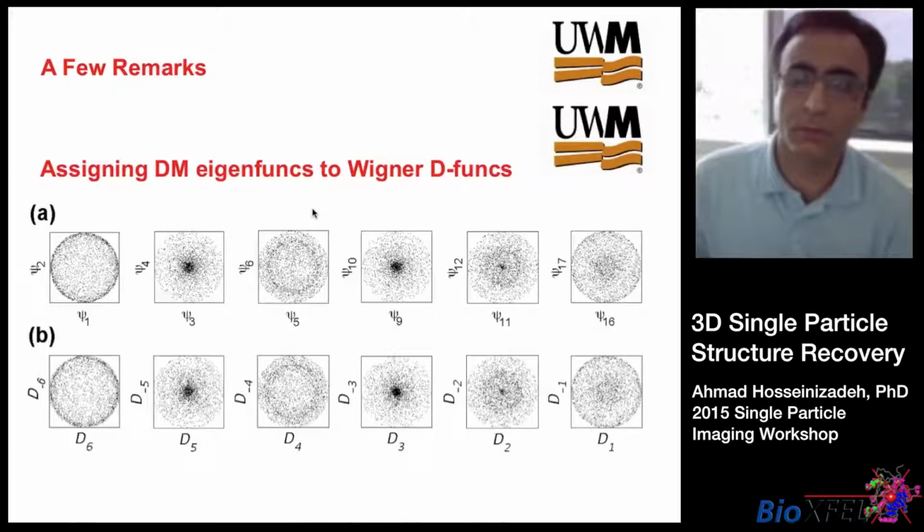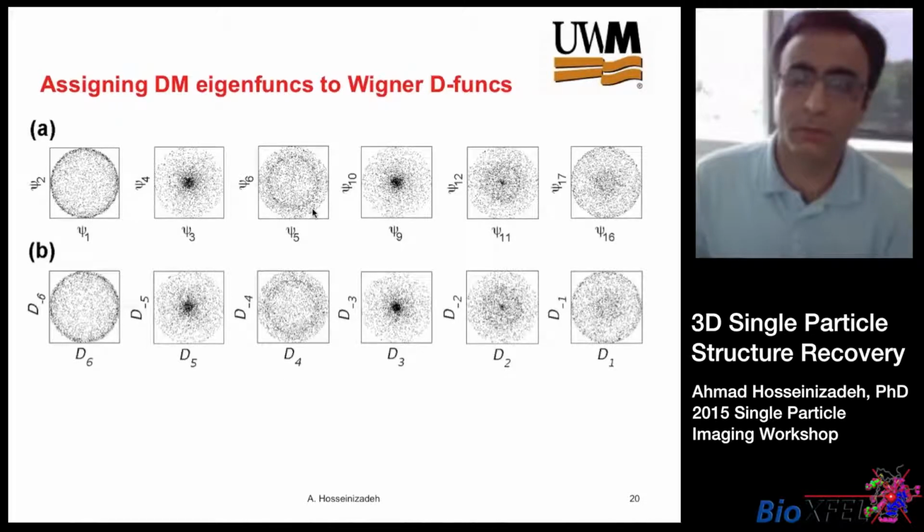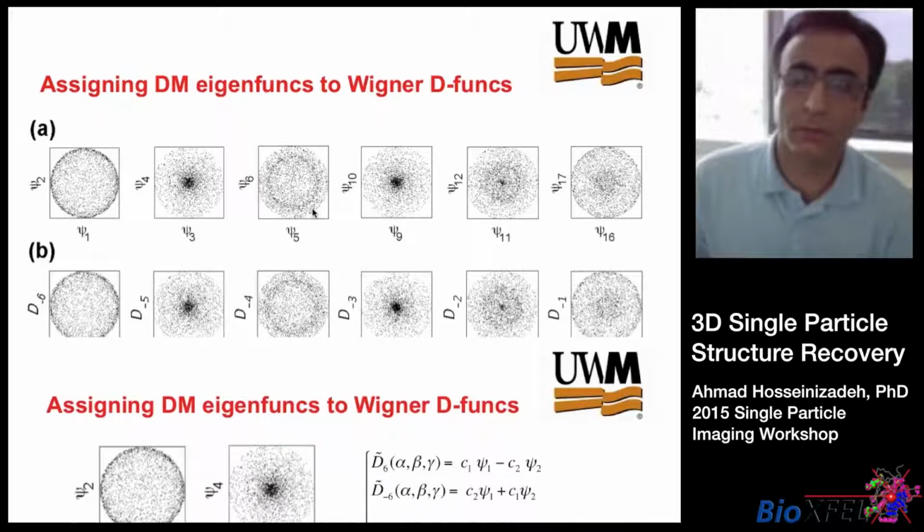These are from diffusion map, and these are from Wigner D functions. As you see, this is psi 1, psi 2 related to M6, related to M5, and so on. But they are not necessarily in the same order as the D function. For instance, I have 1, 2, 3, 4, 5, 6, then I have 9, 10, 11, 12, 16, 17. So I have to go to the eigenfunctions and see which are similar to the D function, and then use them for the fit and for the alignment.